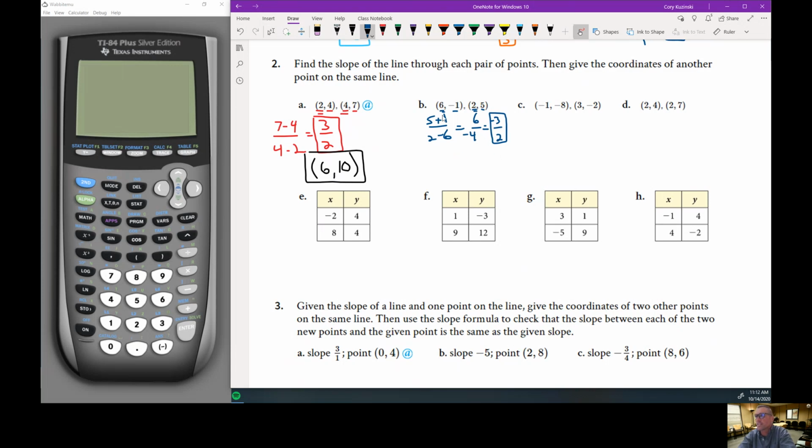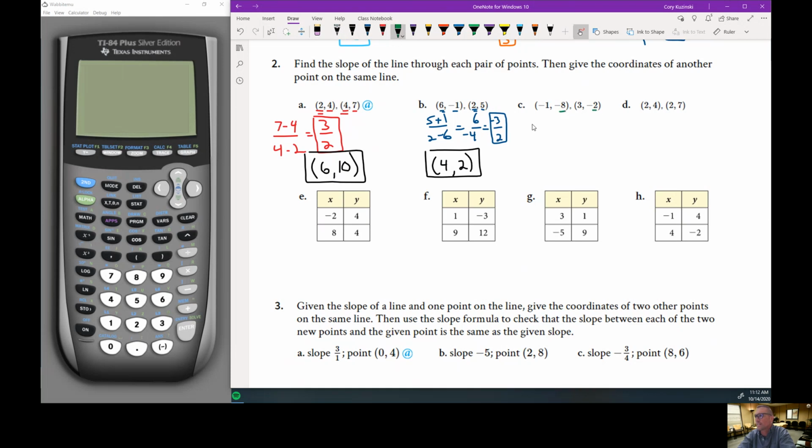All right, so that means that x is going to go up 2. And when that happens, y will go down 3. We'll go up from 2 to 4. And our y value will go down from 5 to 2. So add 2 to the x, add or subtract 3 from the y.